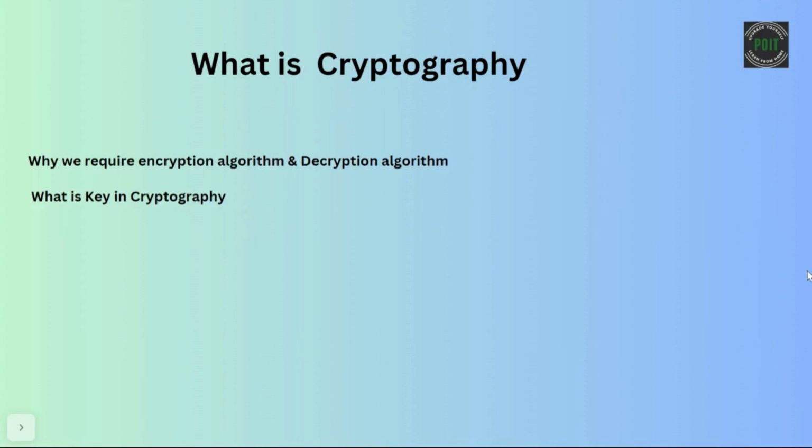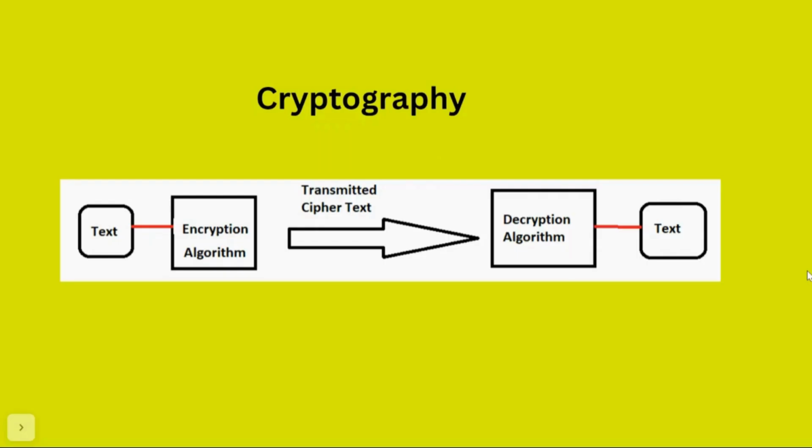Welcome to POIT. In this video, we are going to discuss what is cryptography, why we require an encryption algorithm and a decryption algorithm in cryptography, and what is a key in cryptography. In cryptography, we will be using two algorithms. One is the encryption algorithm at the sender's side and the other is the decryption algorithm at the receiver's end.